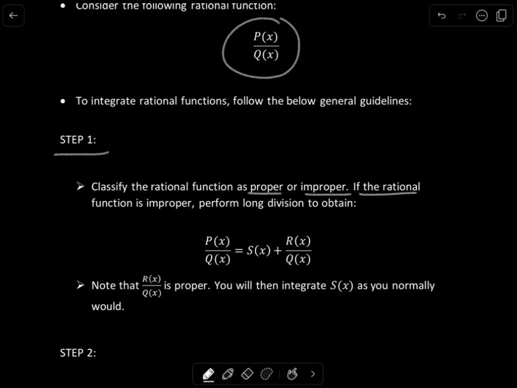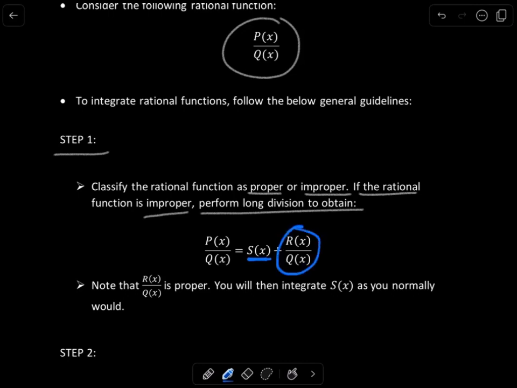If the rational function is improper, perform long division to obtain s of x plus the remainder r of x divided by q of x, where q of x is the denominator. This is what we have just done in the previous example. We had some improper rational functions. We performed long division. You could see that in each case we could integrate s of x using the regular methods that we already learned.